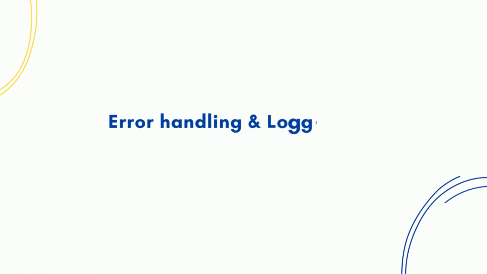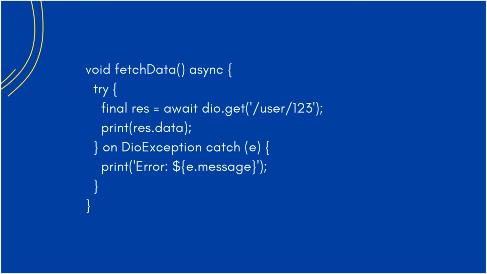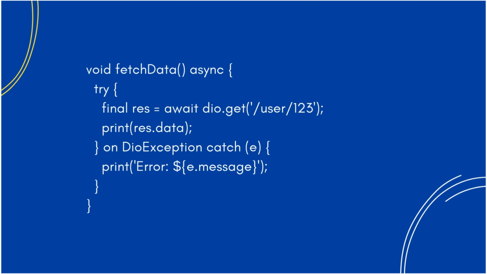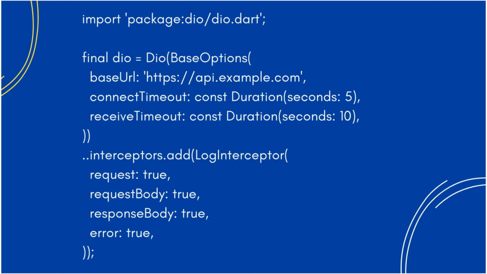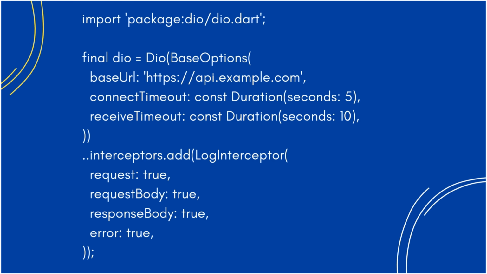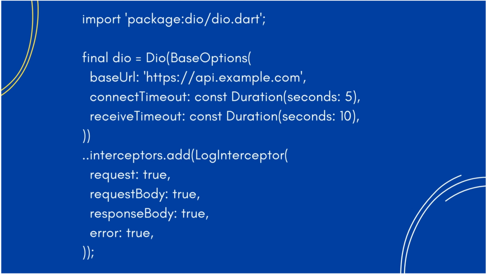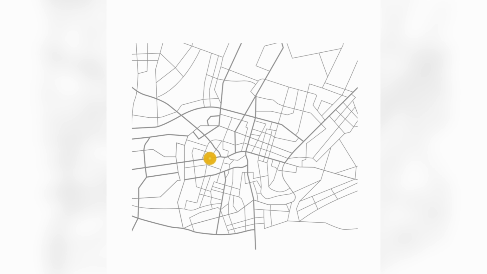Error handling and logging. With Dio, you get structured error handling using DioError, and you can easily plug in logging with LogInterceptor. Debugging becomes super easy. Dio also supports cancel tokens, file uploads, timeouts, custom adapters, and more, making it perfect for complex and production-grade apps.